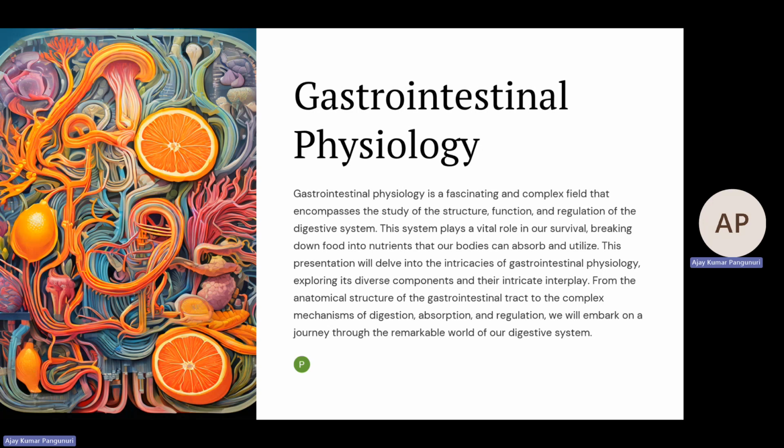Gastrointestinal physiology is a fascinating and complex field that encompasses the study of the structure, function, and regulation of the digestive system. The system plays a vital role in our survival, breaking down food into nutrients that our body can absorb and utilize. This presentation will delve into the intricacies of gastrointestinal physiology, exploring its diverse components and their intricate interplay. From the anatomical structures of the gastrointestinal tract to the complex mechanisms of digestion, absorption, and regulation, we will embark on a journey through the remarkable world of the digestive system.